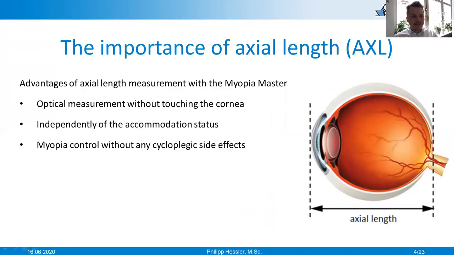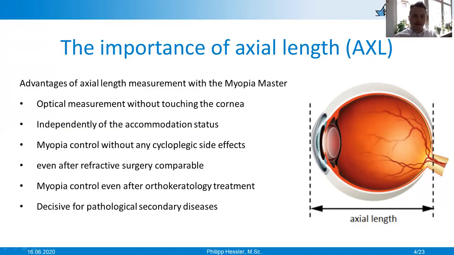The advantages of axial length measurement with the Myopia Master. We have an optical measurement without touching the cornea that is completely independent of accommodation status. So myopia control can be performed without any cycloplegic side effects. After refractive surgery, we no longer know what the status of the eye is. And the same applies after orthokeratology care, which is an important care option in myopia.